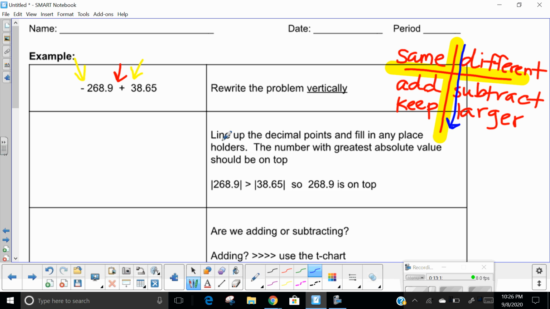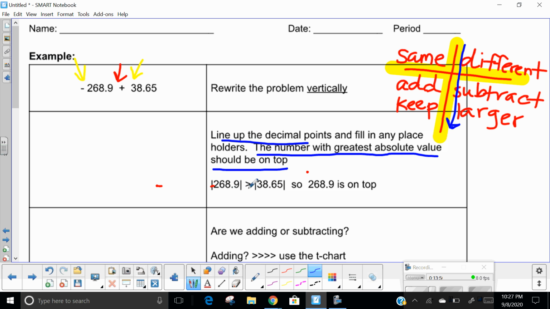So what we have to do is we have to make sure we line up the decimal points. And the easiest way to do that is to put the greatest absolute value up top. In other words, get rid of all the positive and negative signs and just look at the numbers. So in this case, we have the absolute value of 268.9. This should actually say negative, is greater than the absolute value of 38.65. So just look at the approximation. This is about 270 and this is about 39.